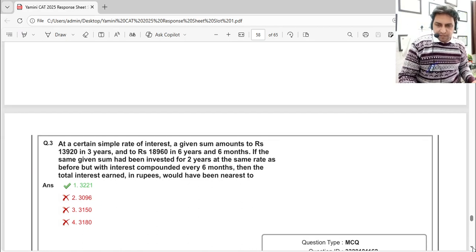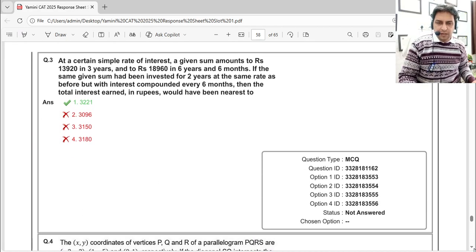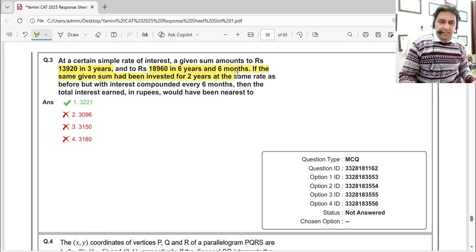It says, at a certain rate of interest, a given sum amounts to rupees 13,920 in 3 years and 18,960 in 6 years and 6 months, and this is on SI, simple rate of interest. If the same given sum had been invested for 2 years at the same rate as before but with interest compounded every 6 months, then the total interest earned in rupees would have been nearest to what?